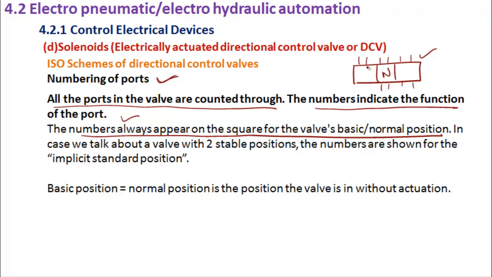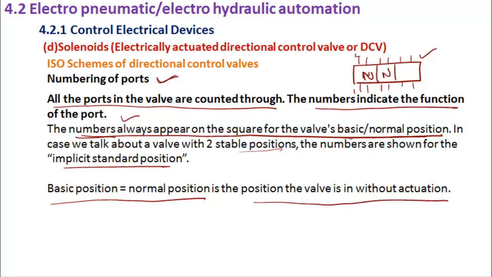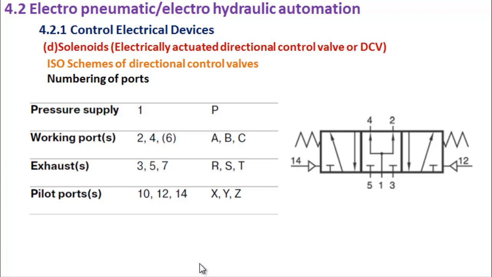If you write the numbers at this corner, that means you write 1 2 3 like that, then this is going to be the normal position. So the normal or the basic position will be the one where the numbers are already written. If there are two stable positions, then the implicit standard position applies, that means if there is no return spring. The basic position, which is also called the normal position, is the position the valve is in without any actuation.